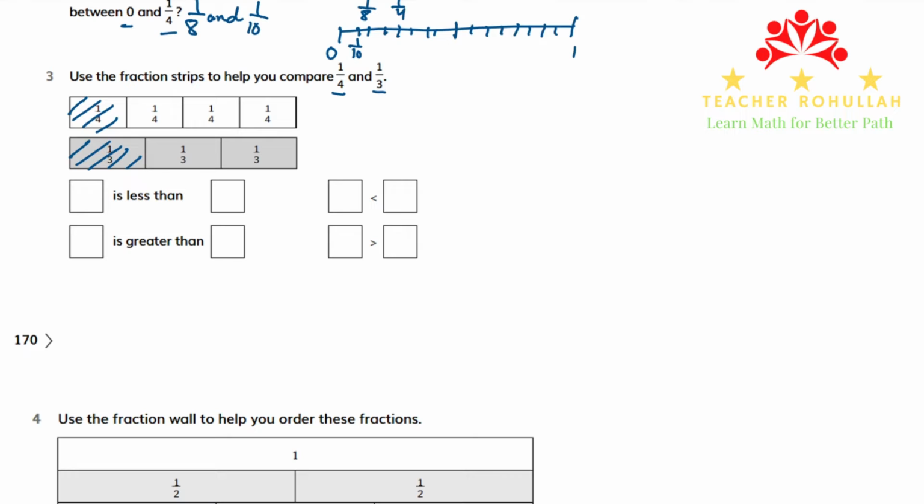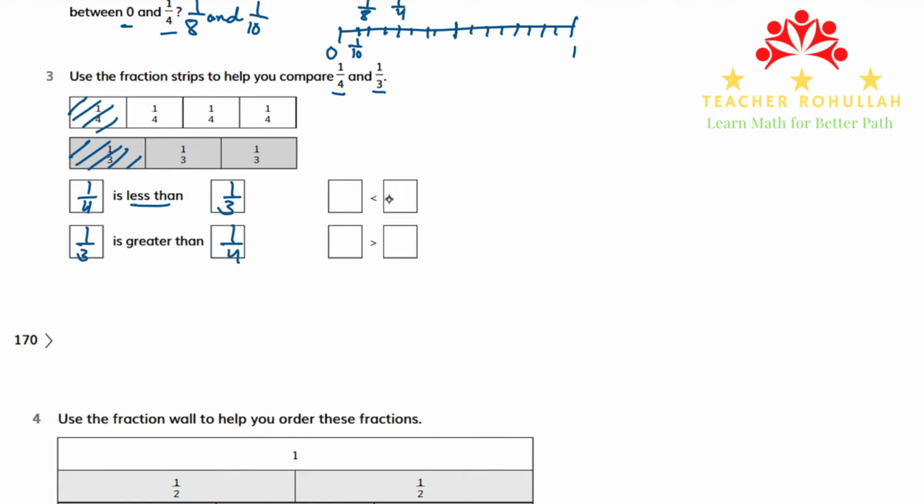If we just look at the strips, we can write that 1/4 is less than 1/3. Why? Because the size that is shown by 1/3 is bigger than the size that is shown by 1/4. So we can write 1/4 is less than 1/3, and here 1/3 is greater than 1/4.